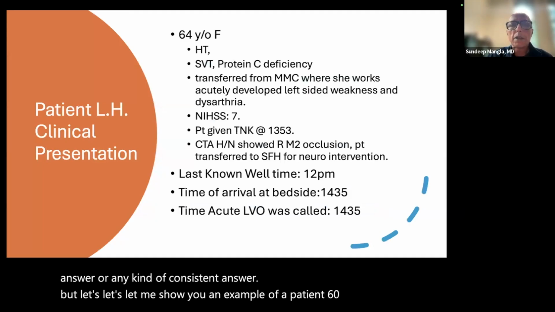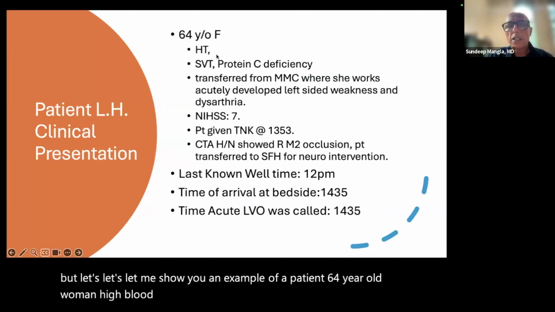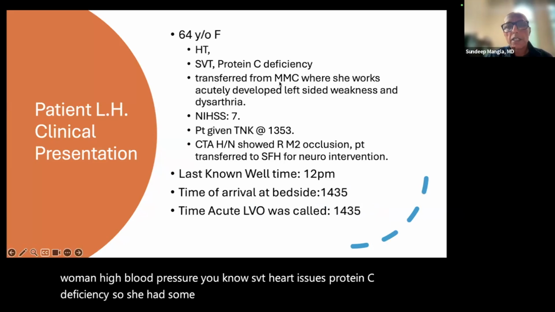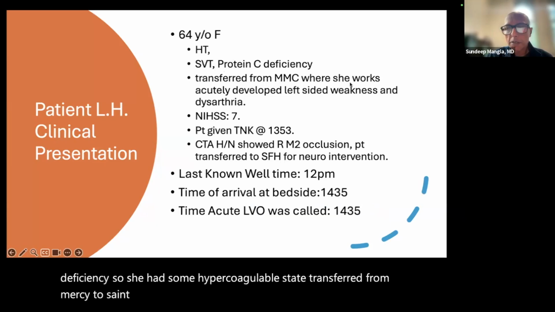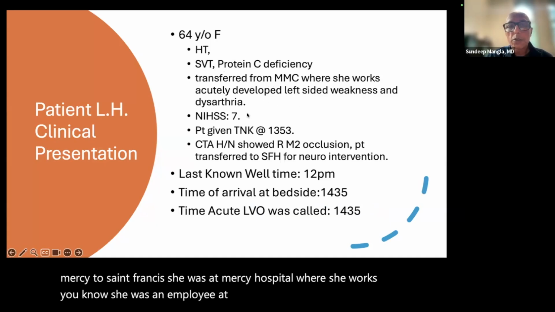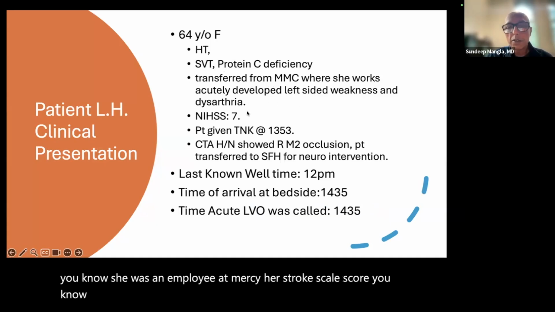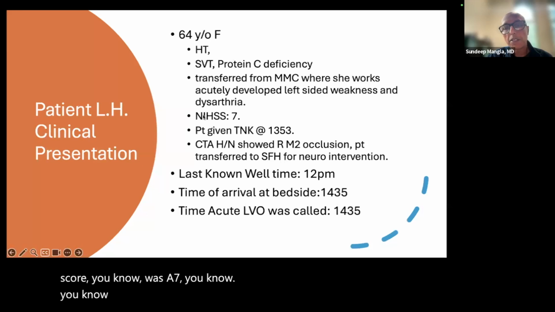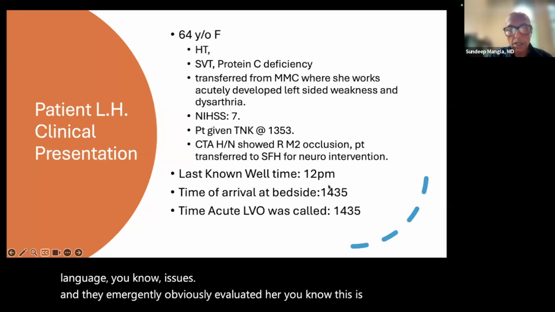64-year-old woman, high blood pressure, SVT, heart issues, protein C deficiency, so she had some hypercoagulable state. Transferred from Mercy to St. Francis. She was at Mercy Hospital where she works. She was an employee at Mercy. Her stroke scale score was a 7, because she had significant left-sided weakness and language issues, dysarthria, and they emergently evaluated her. She was at work during lunchtime.